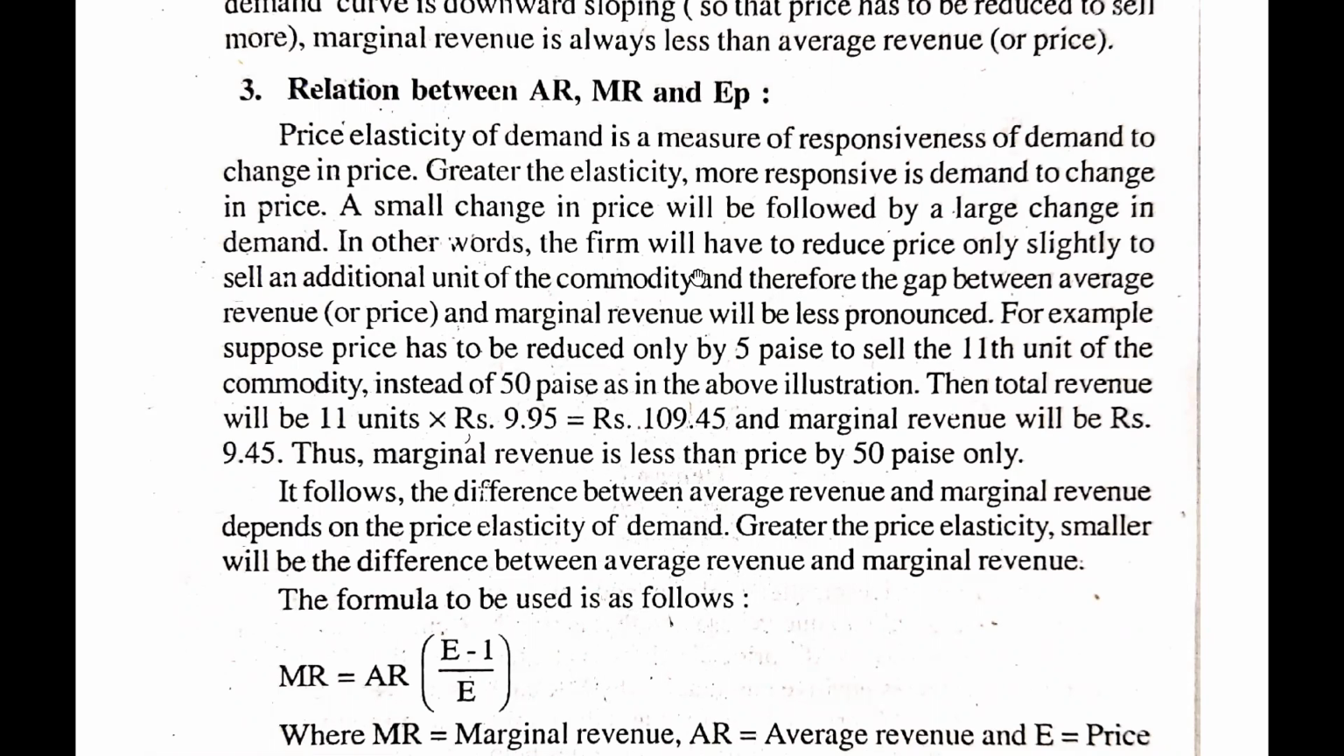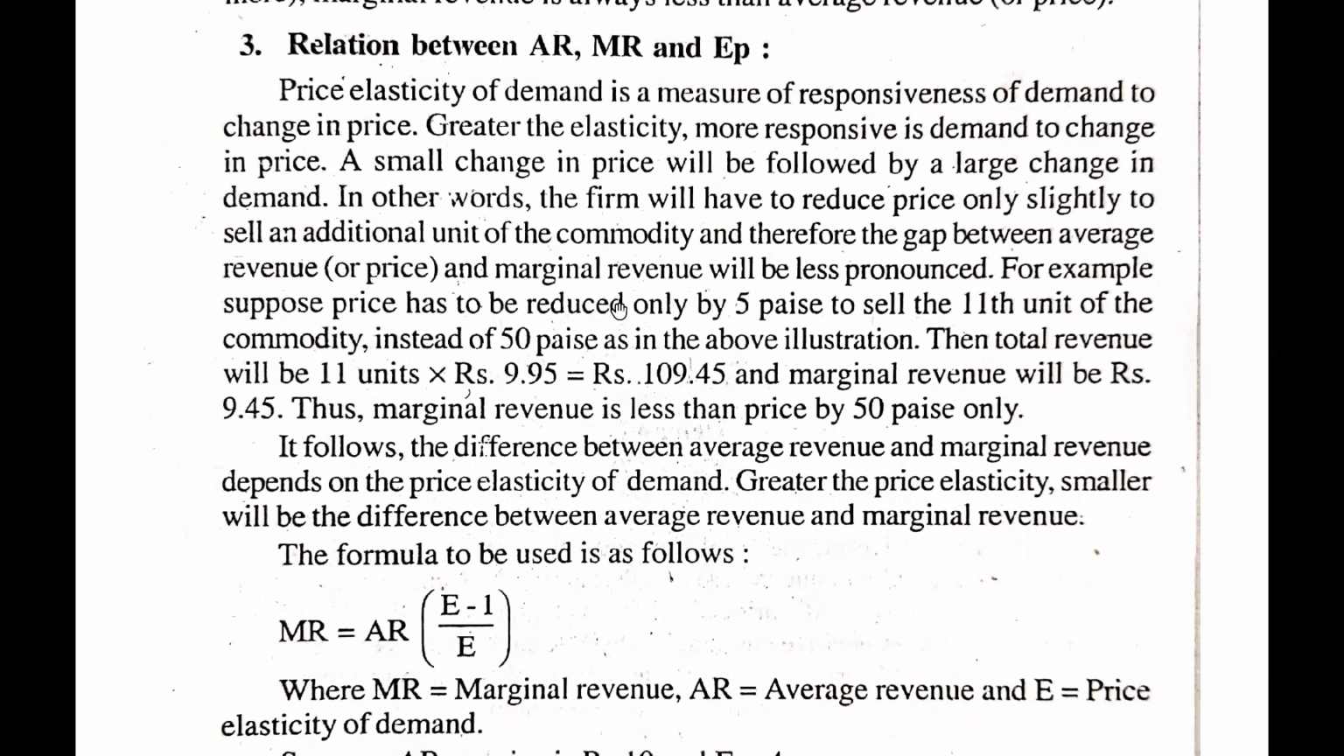In other words, the firm will have to reduce price only slightly to sell an additional unit of the commodity, and therefore the gap between average revenue and marginal revenue will be less pronounced. For example, suppose price has to be reduced by only 5 paisa to sell the 11th unit of the commodity. So guys, here we have given the same example as above, to explain the relation between average revenue, marginal revenue, and elasticity of price.